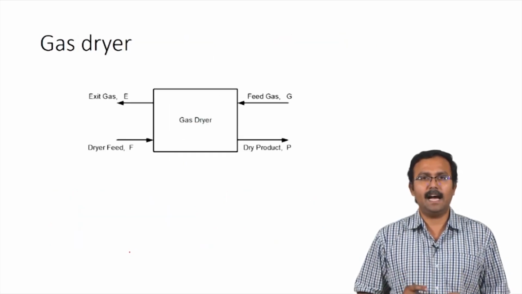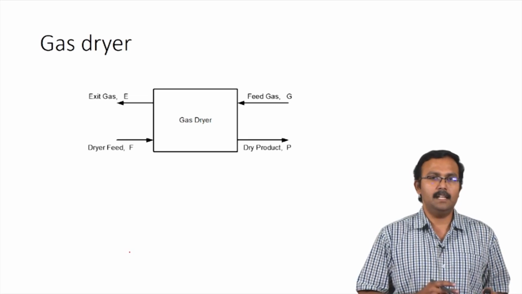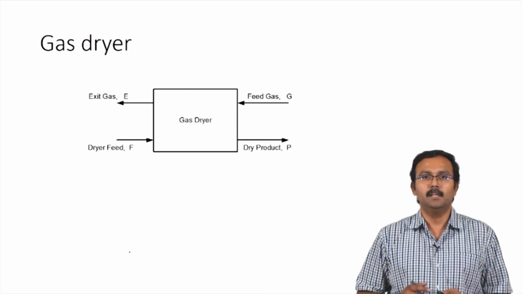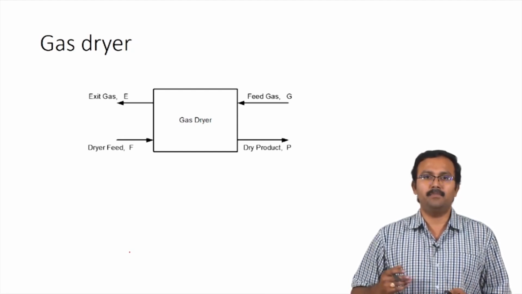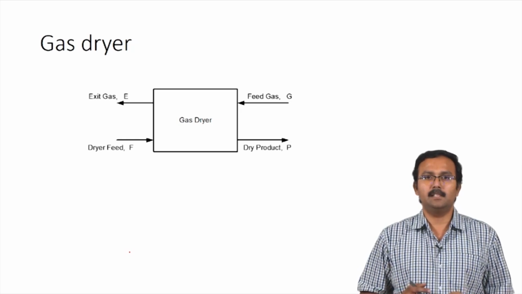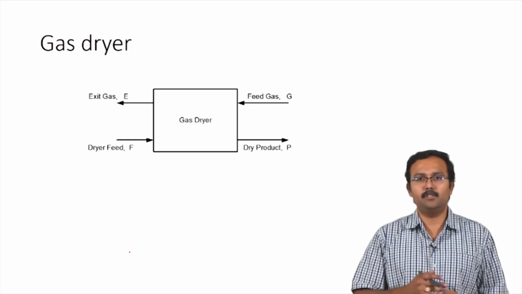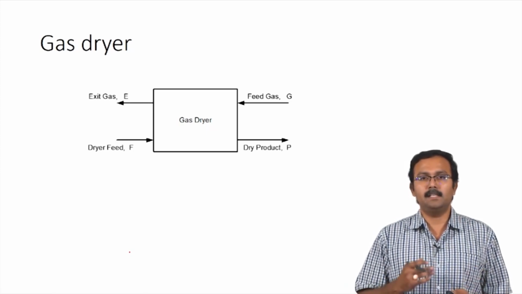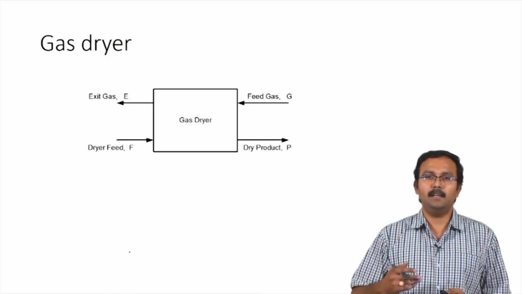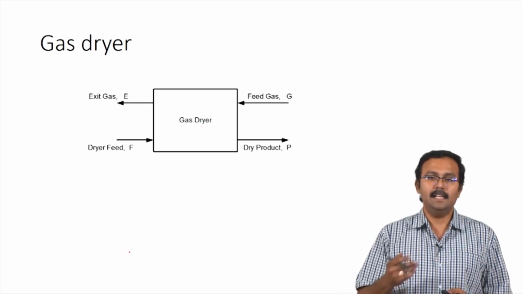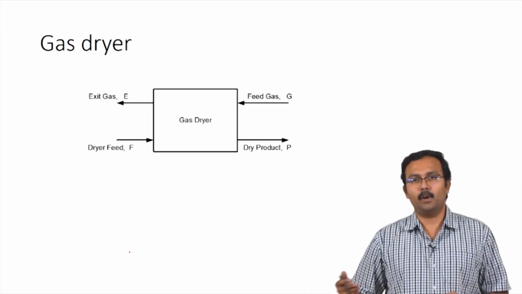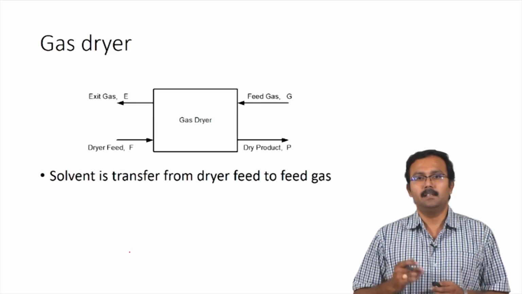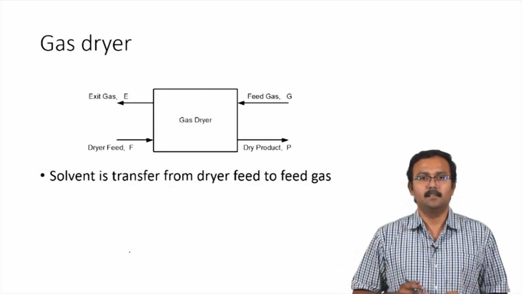You also have a gas dryer. The earlier dryer which we looked at was a direct dryer where heat was directly supplied to the system. Instead, in a gas dryer you have a feed gas which enters into the system, and you also have a dryer feed which needs to be dried entering into the system. The volatile components in the dryer feed are evaporated and they enter into the feed gas and leave as exit gas, and you get the dried product through the other side. So, the solvent is transferred from the dryer feed to the feed gas.